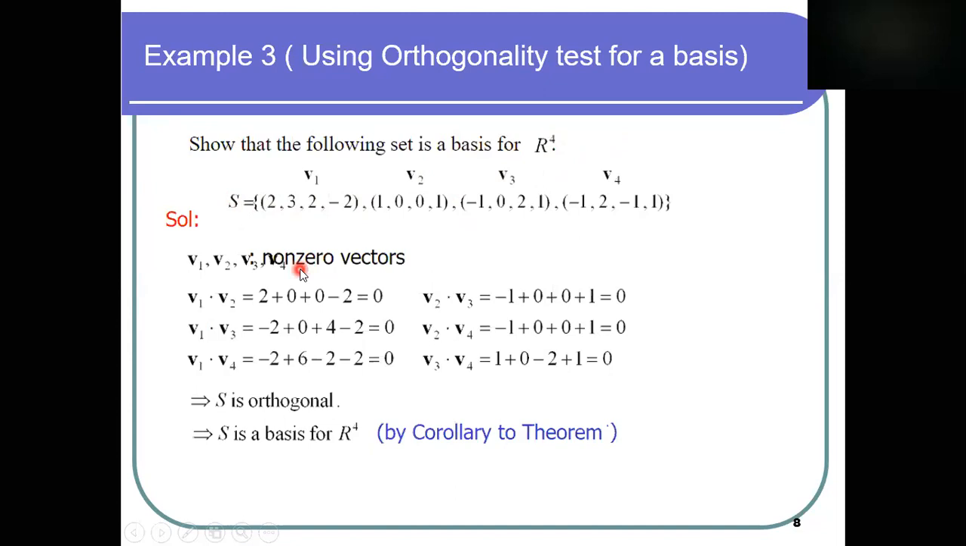To check whether these form a basis for R4 or not, we have to check orthogonality: V1 and V2, V1 and V3, V1 and V4, then V2 and V3, V2 and V4, V3 and V4. All these dot products are zero. It shows that S is orthogonal. In that case, S forms a basis for R4 from the previous result. So, dear student, this is another interesting result: if your set is orthogonal, it will always form a basis for the vector space, here R4.